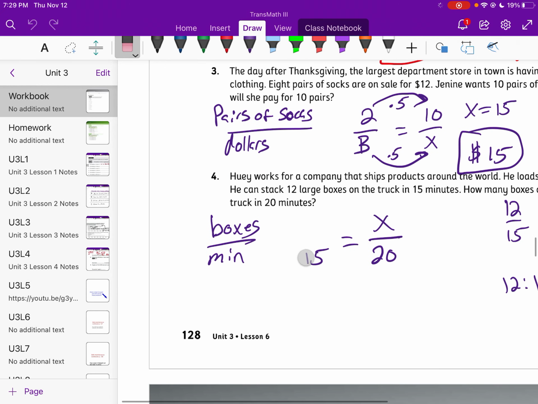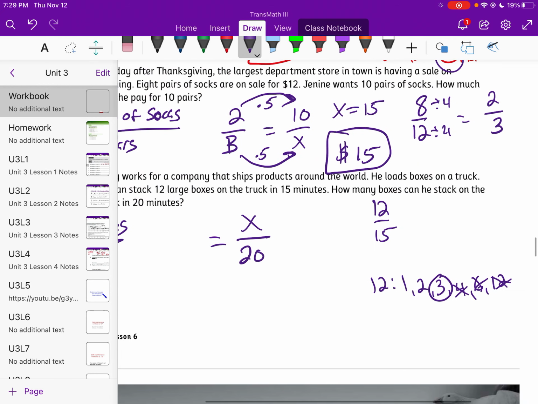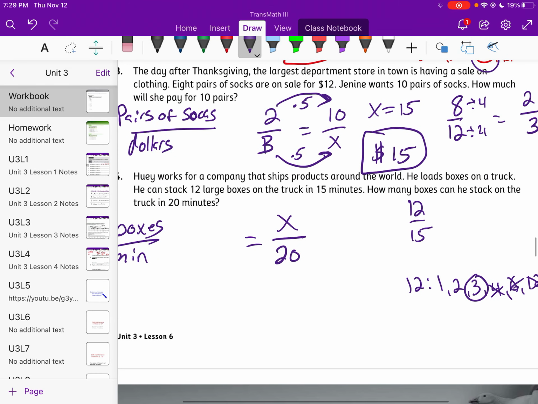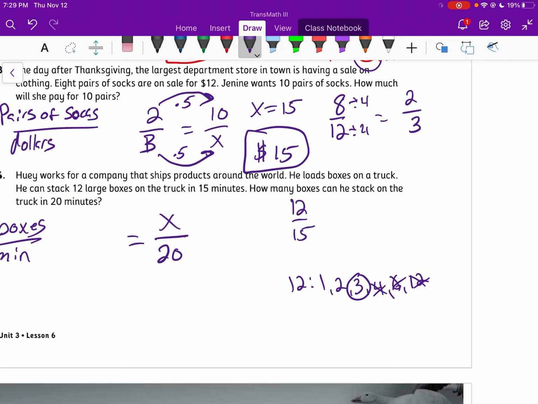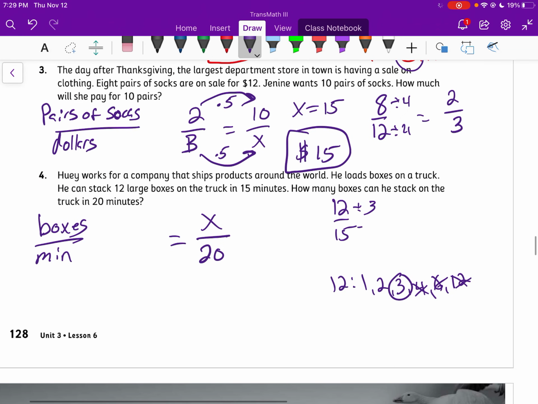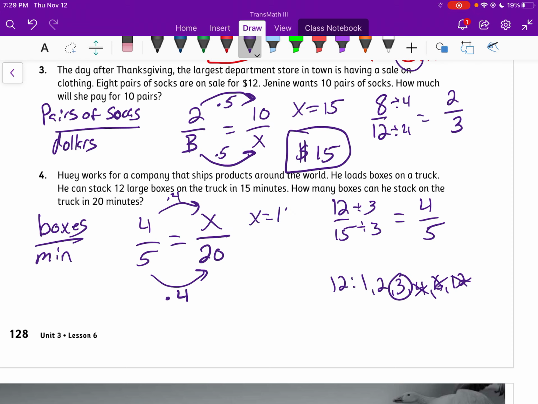Okay, so instead of using that 12/15, we were going to use that simplified fraction, which we said was 4/5. We divided both top and bottom. Now I have an easy way to get from 5 to 20, which we would multiply by 4. So 4 times 4, we get 16. So this was how many boxes can he stack? He can stack 16 boxes. All right.